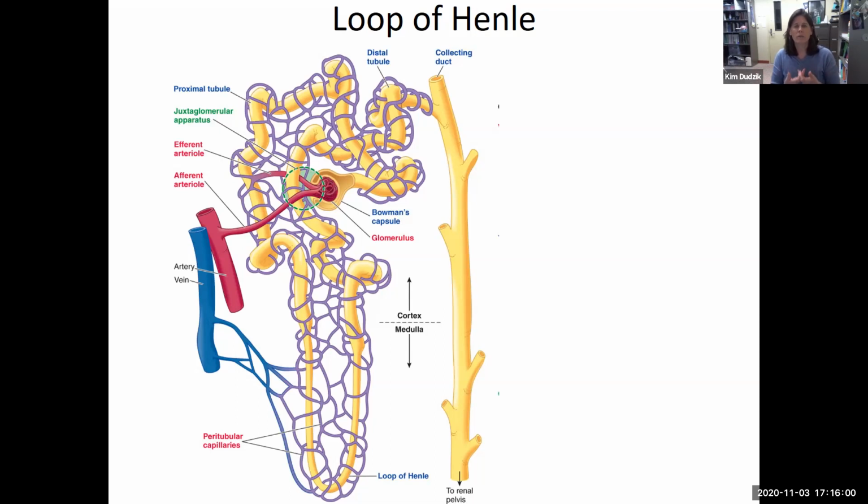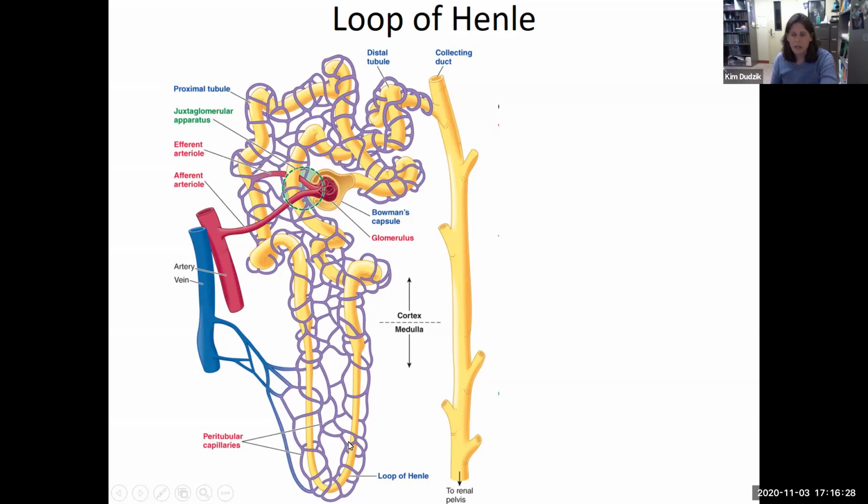Otherwise, remember I said we filter about 180 liters of fluid a day. You don't urinate 180 liters. Think of those 2-liter bottles of soda. If you had 90 of those, that's a lot, right? So we reabsorb most of what we filter, and we do it automatically at the PCT and the loop of Henle. So let's see how the loop of Henle does that.